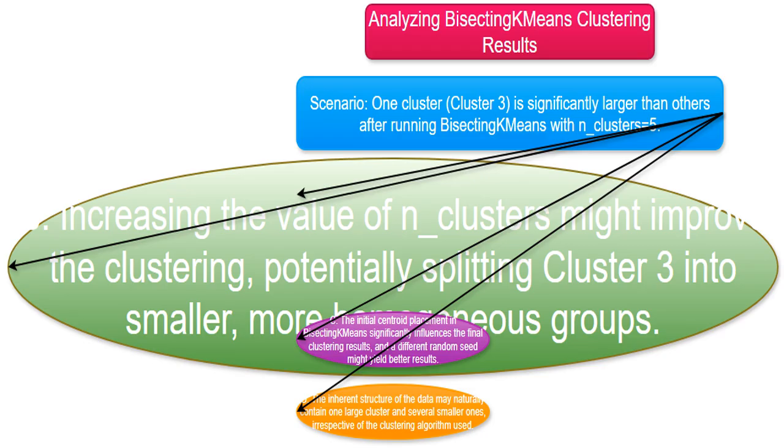Here, we're talking about adjusting the algorithm. N_clusters is the number of clusters you want the algorithm to find. If I increase this number, it's like I'm giving the algorithm more chances to find smaller, tighter groups within the data. That could make the big cluster more manageable.